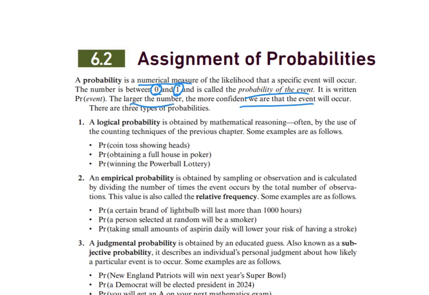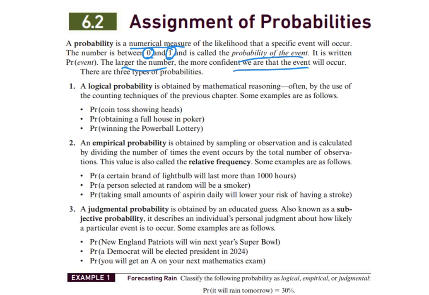There are three types of probabilities. A logical probability is obtained by mathematical reasoning. So we've got the counting techniques of the previous chapter. We could calculate the probability of a coin toss showing heads, obtaining a full house in poker, or winning a Powerball lottery. Empirical probability is obtained by sampling or observation.